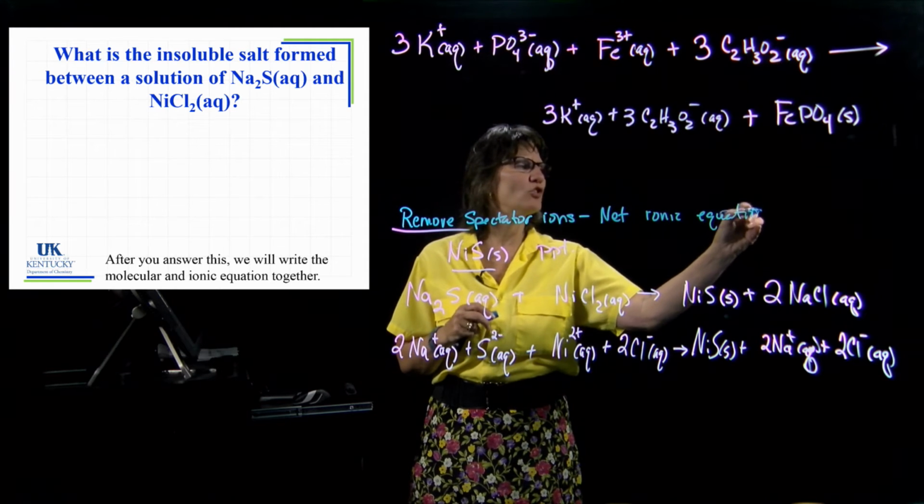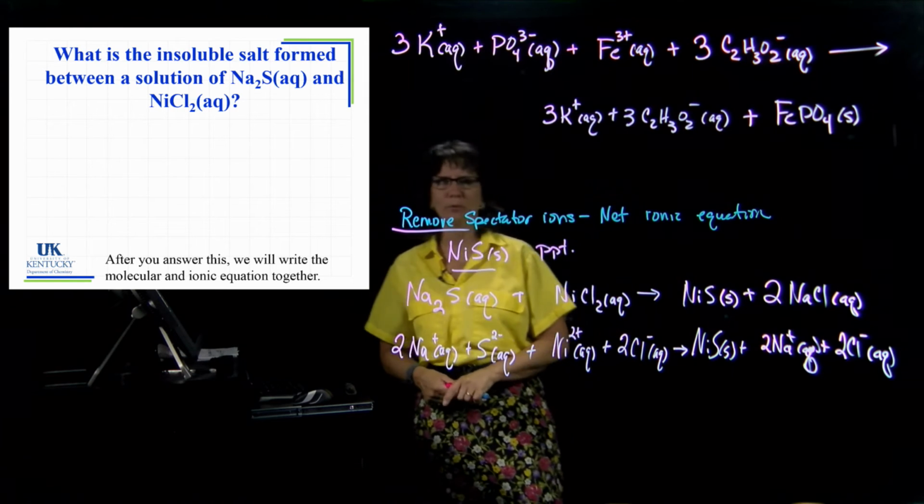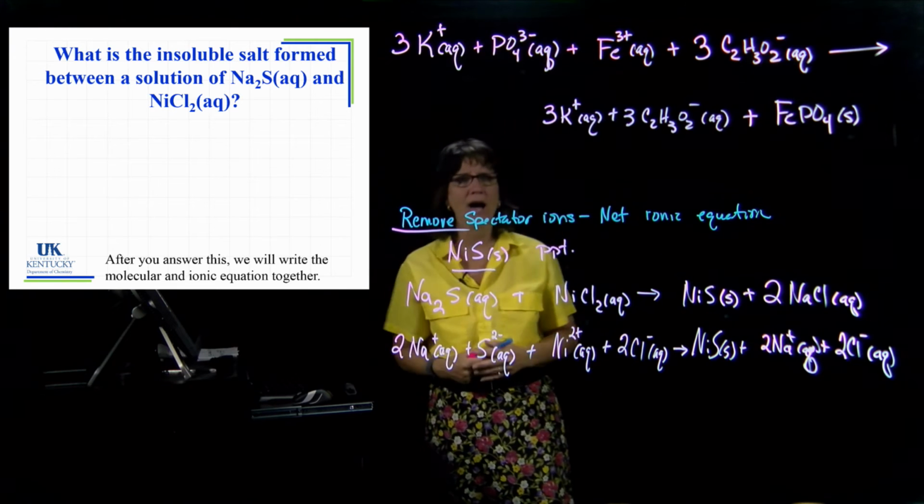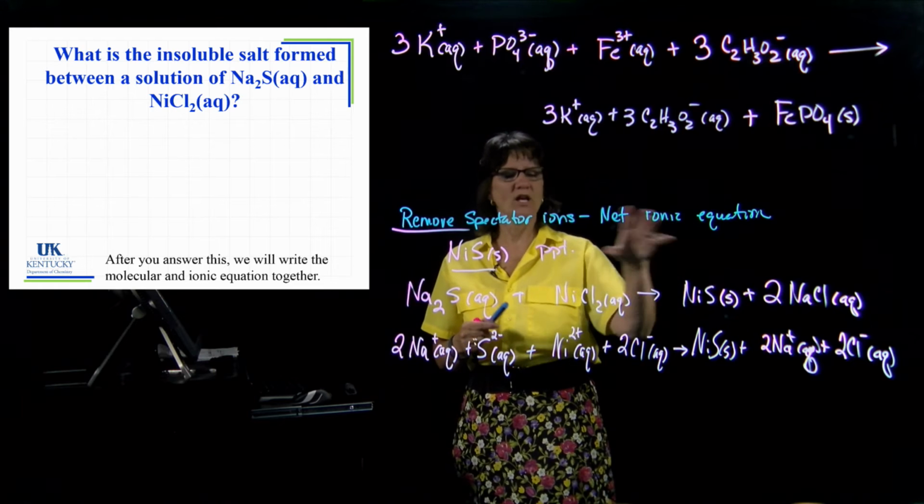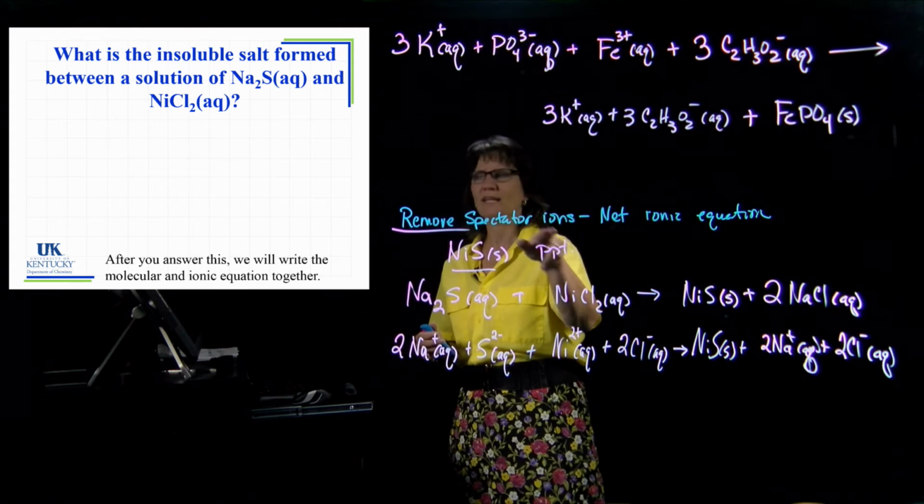When you think about your net pay, it's how much you get to take home, right? It's not the complete pay. That's what the employer put out and had to pay out. But what you get to take home is your net pay. The net ionic equation is what is really happening. So we have to remove what we call spectator ions.